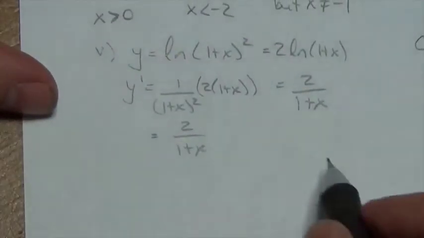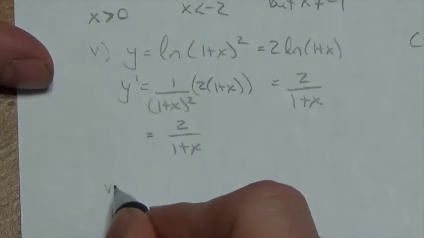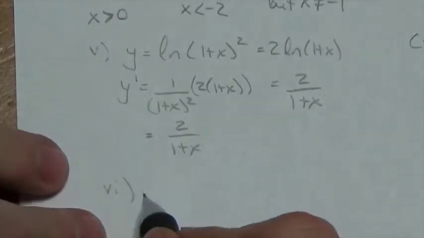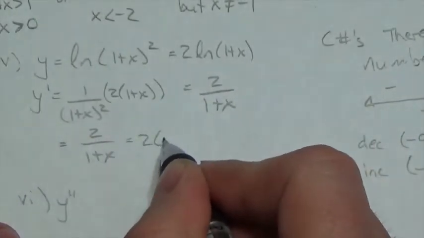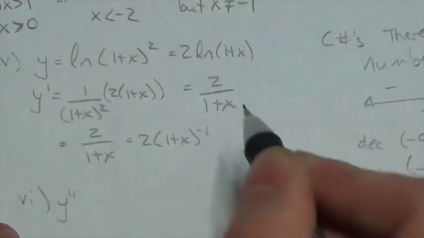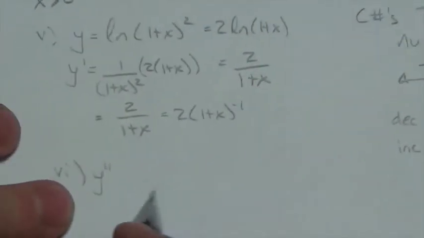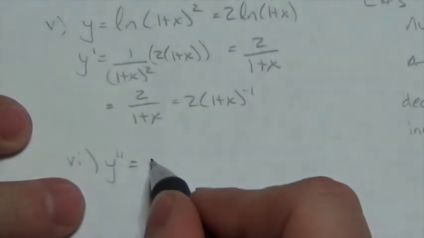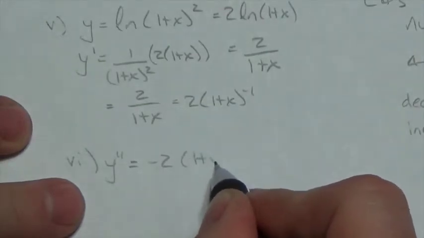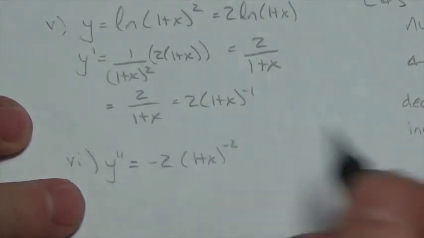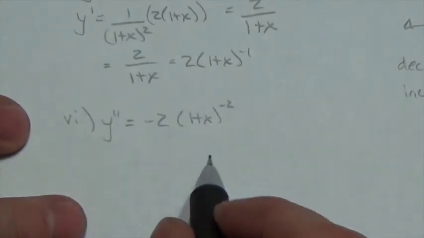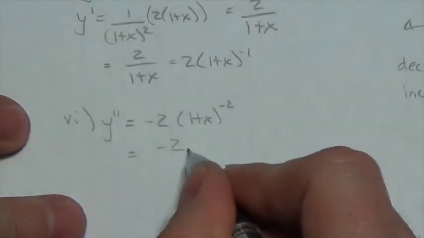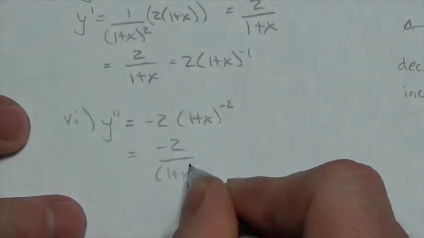Now let's take the second derivative. So you know what? I'm kind of a lazy sort of thinker here, so I'm going to rewrite this as 2 times 1 plus x to the -1. I'll take the derivative of that as my second derivative. So that's going to be -2, 1 plus x to the -2, and then I'd multiply by +1 as the derivative of the inside portion here. So that's simply going to be -2 over 1 plus x squared.